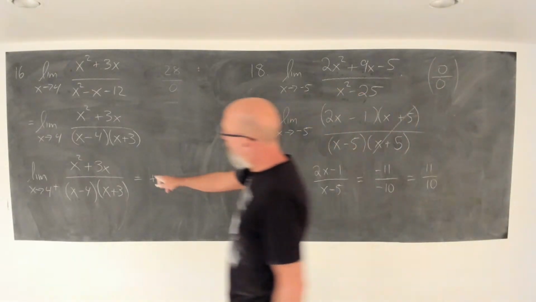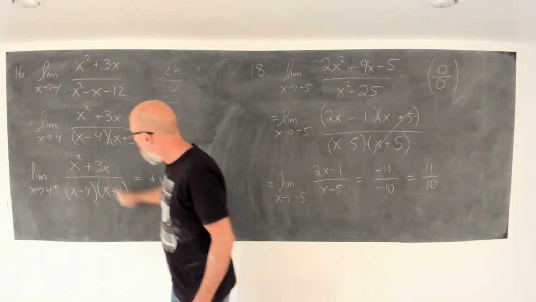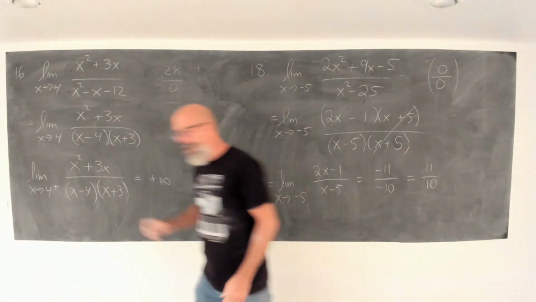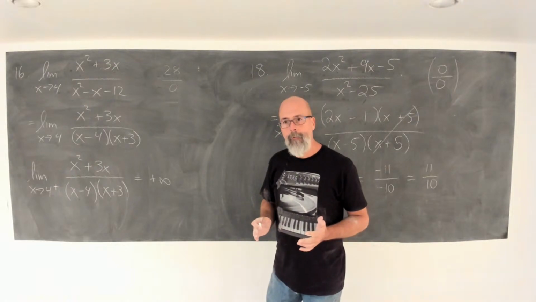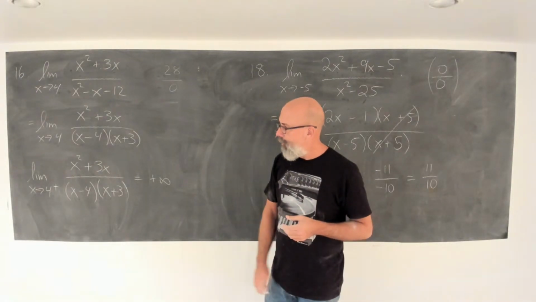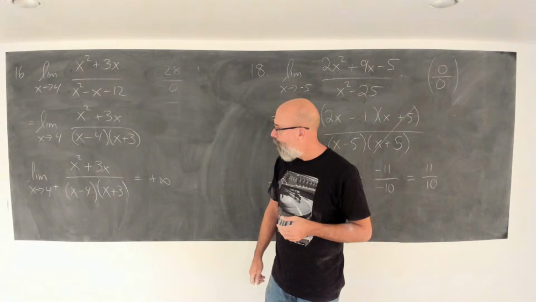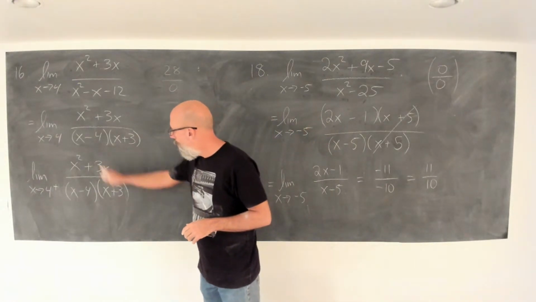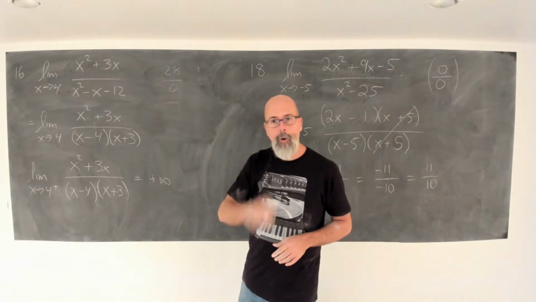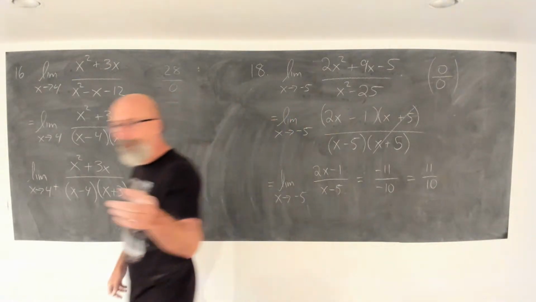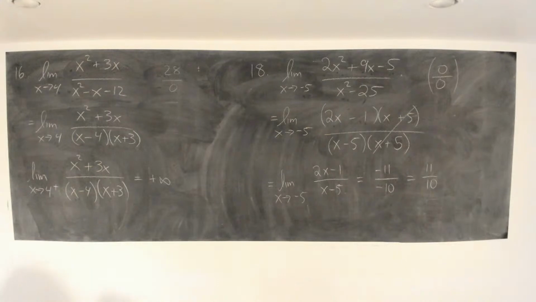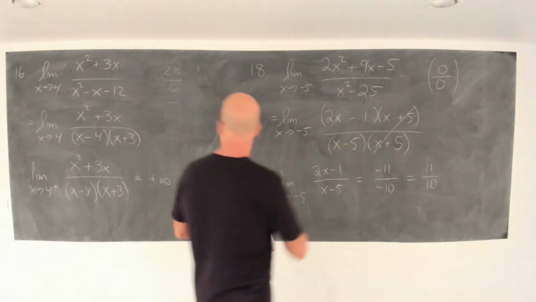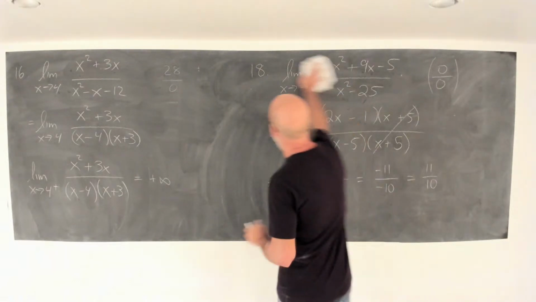You could cancel the x plus 3s, absolutely. But it's not the x plus 3 that's an issue. It would have been an issue if you had taken the limit as x goes to negative 3, and then you could have canceled them nicely. But it's the 4 that's a problem. So you see that the limit as x goes to 4 from the right is positive infinity.